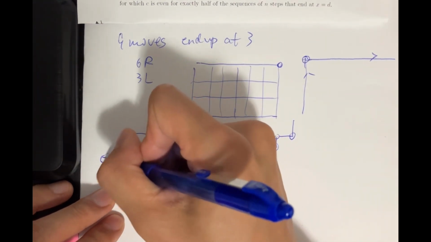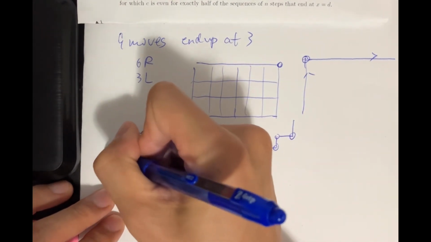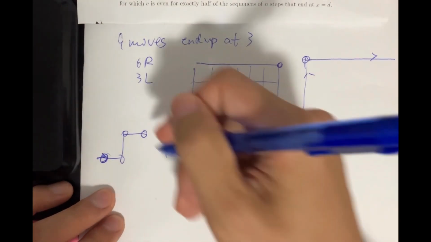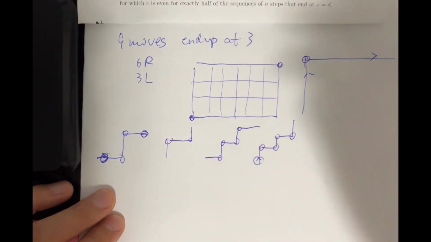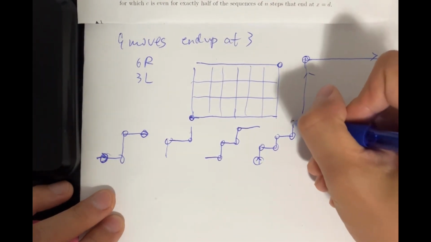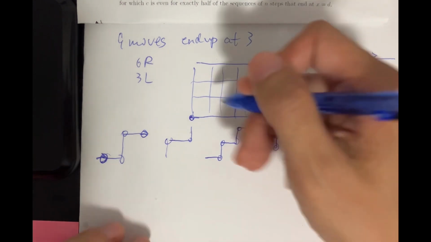The first move, the very first move, and the very last move has to be the same. If you start with moving to the right, you should end up with moving to the right. If you start with moving upwards, you should end up with moving upwards, okay? The very first move and the very last move should be the same, and that's it. As for the second move, it doesn't matter.